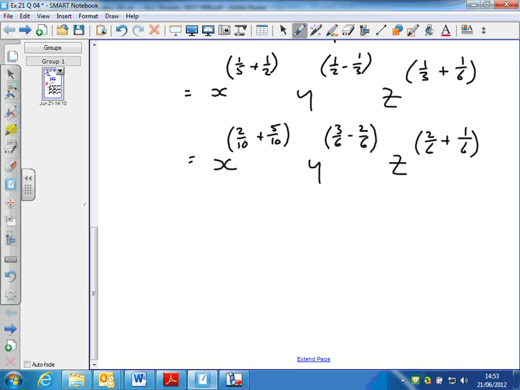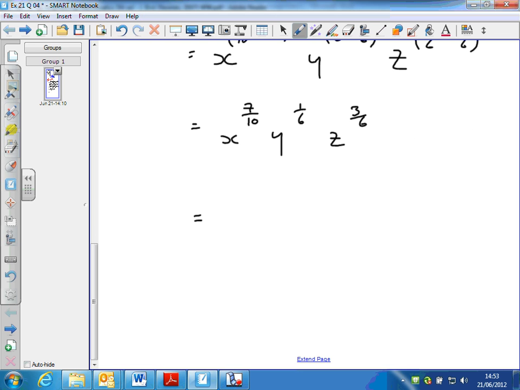And then I can do the additions and subtractions, so this becomes x to the power 2/10 plus 5/10 is 7/10. Y, a 3/6 minus 2/6 is 1/6, and z, 2/6 plus 1/6 is 3/6. Trying to tidy up, finally I can actually say that that's x to the 7/10, y to the 1/6, and 3/6 is a half, so it's z to the half. So that would be my final answer.